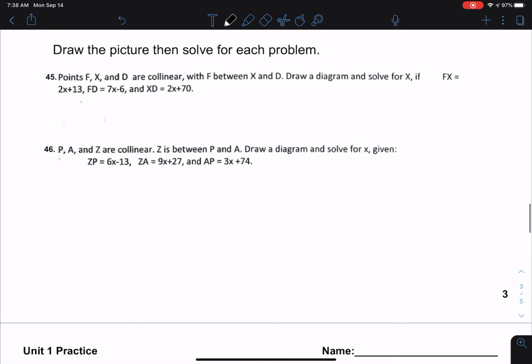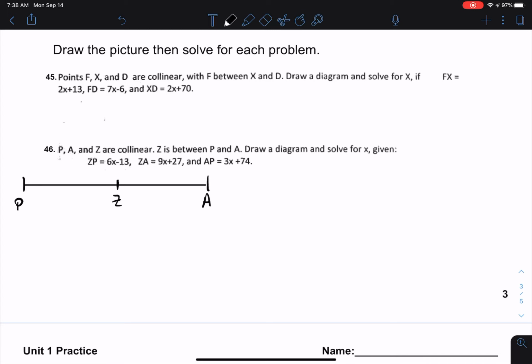I'm going to do number 46. P, A, and Z are collinear, so that means that they are all on the same line, straight line. Okay, so I'm going to draw that for you, straight line. Where this is P. Next sentence says Z is between P and A. So I know P and A are at the end, and Z is somewhere in the middle here. So I'll put Z right in the middle. Draw a diagram and solve for X.